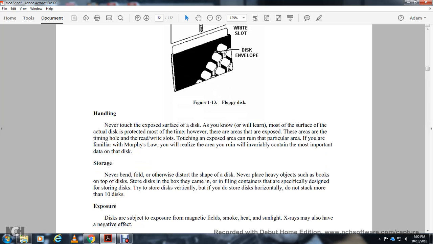Storage. Never bend or fold the disk, otherwise it will distort the shape of the disk. Never place heavy objects such as books on top of the disk that store the data. Store the disk in the box that came in, a filing container specially designed for storing disks. Store the disk vertically, but if you do store disks horizontally, do not stack them over more than 10 disks.